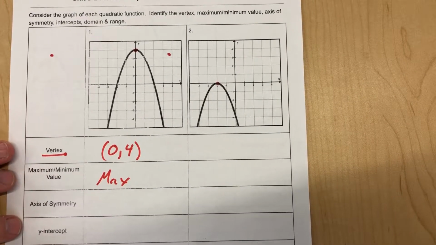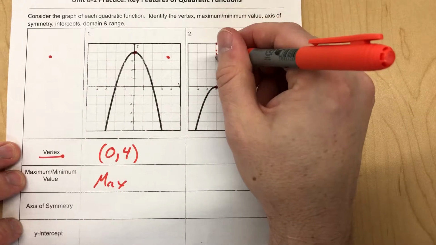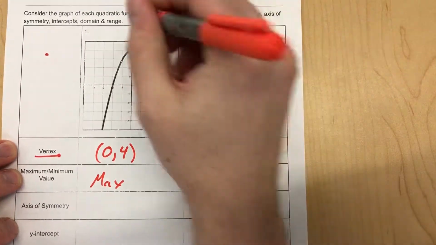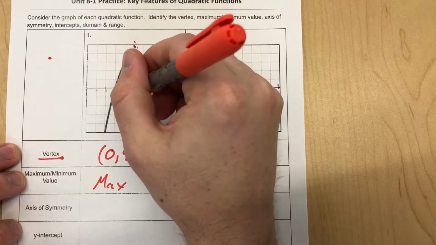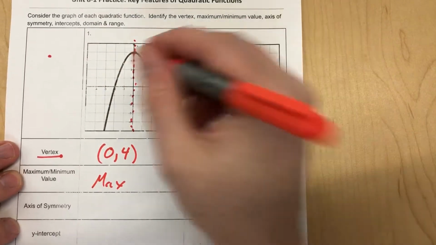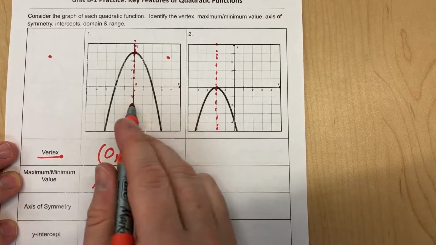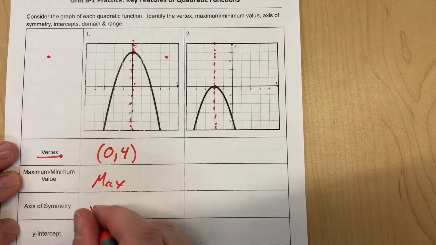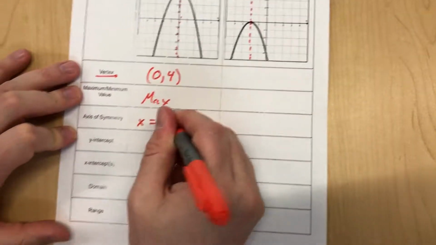My axis of symmetry is that vertical line that we talked about yesterday that goes right through my vertex. So in this case, it's just that x value right there. This one's going to be x is equal to 0.